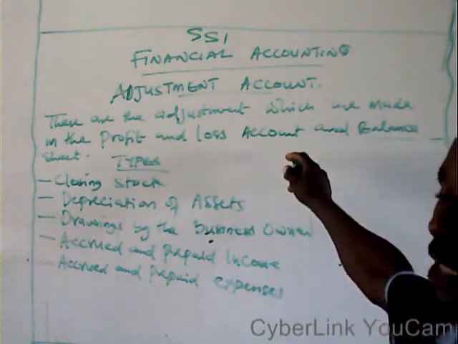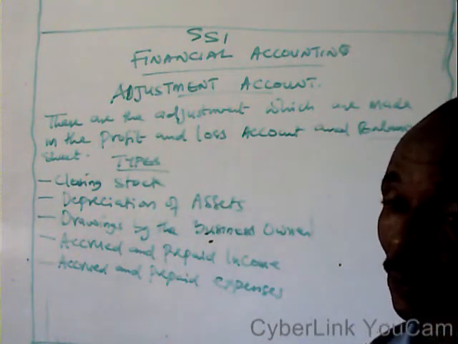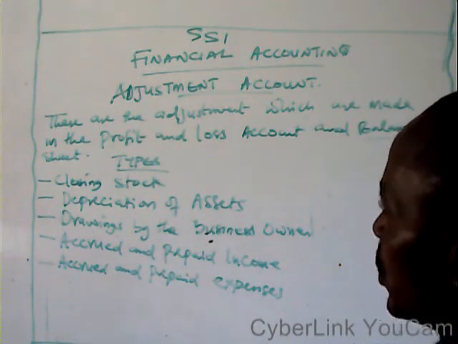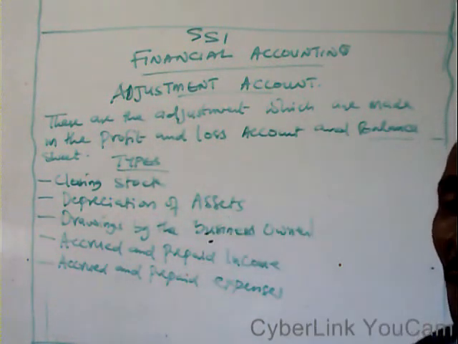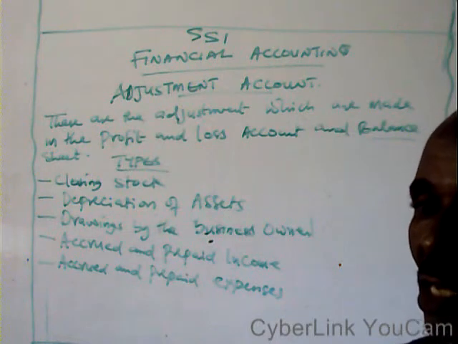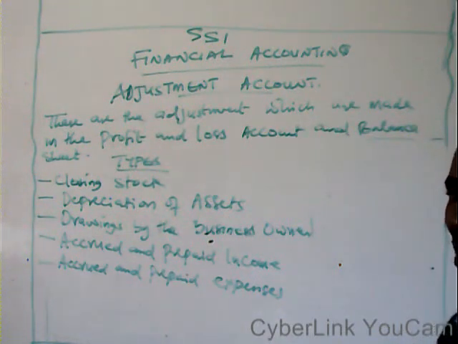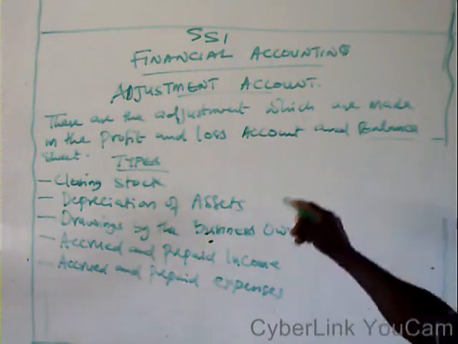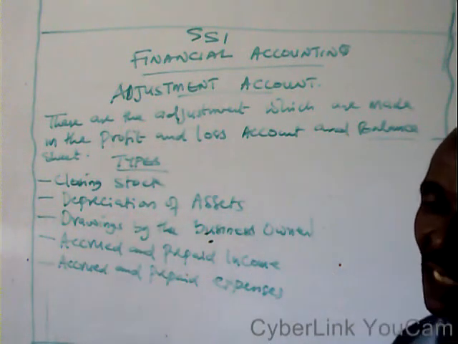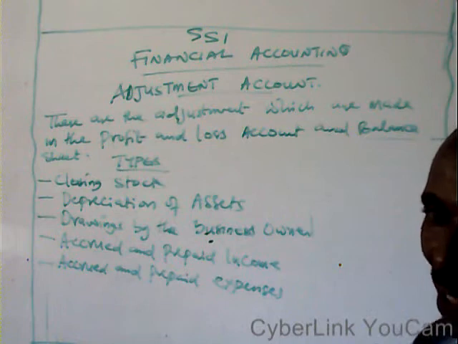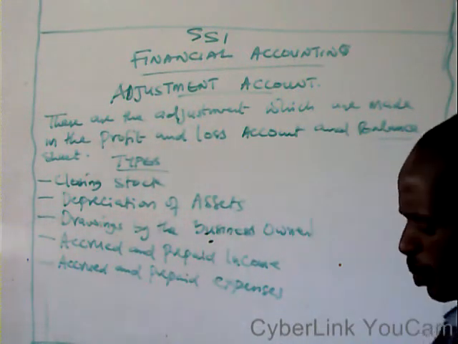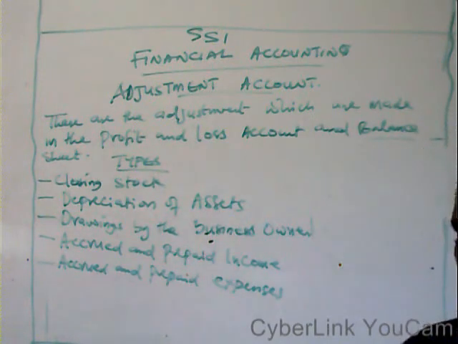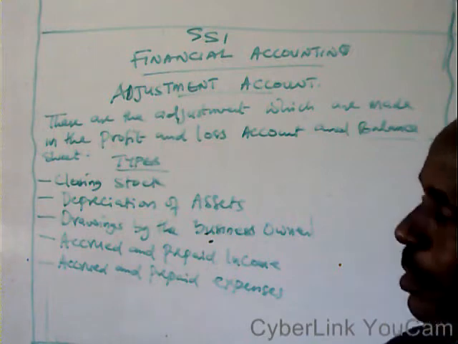The one we had last time is the ordinary trading profit and loss account without adjustment. But this one involves adjustment, in order to have a true and fair value of the account statement at the end of the year, so that we know whether the net profit or net loss of the business is overstated or understated. When we are talking of adjustments, these are the adjustments made on the profit and loss account and balances.